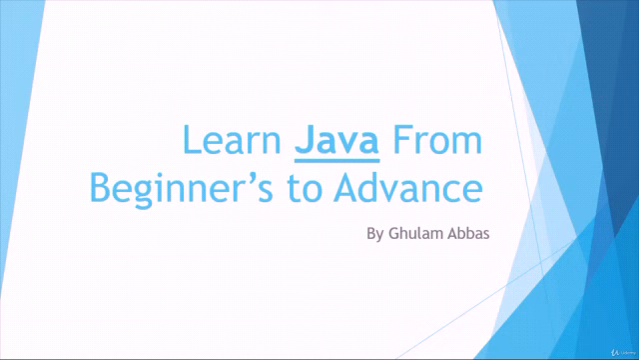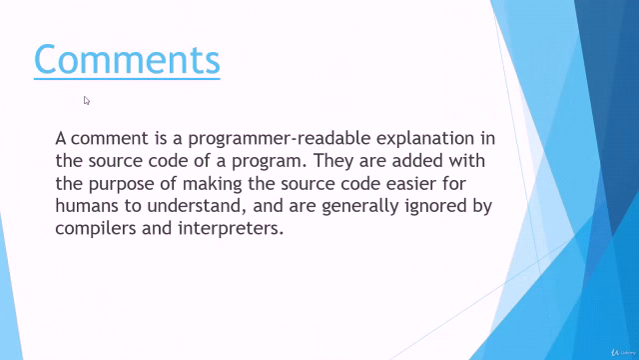Hello and welcome back to this course. Today in this video we are going to discuss comments. A comment is a programmer-readable explanation in the source code of the program. They are added with the purpose of making the source code easier for humans to understand, and are generally ignored by compilers and interpreters.